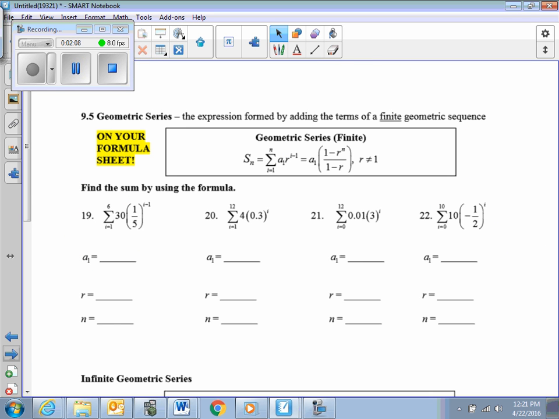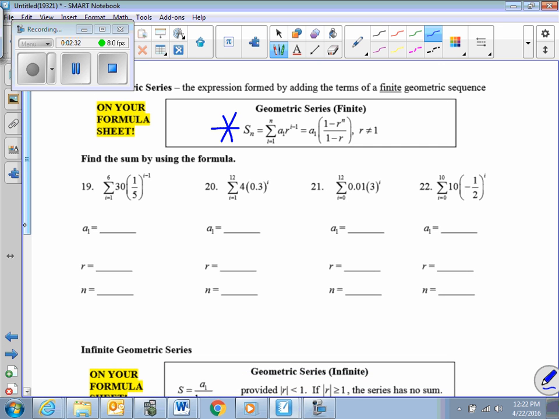So now we're going to talk about a geometric series. What does that mean? It means the same thing that it meant when we talked about arithmetic series. It just means we've got a sequence, and now we're going to add the terms of the sequence. So here's our formula. Again, this will be on your formula sheet when you take the SOL test, but it will not be given to you when you take this unit test, so you need to know it. The good news is our calculator will also do this very nicely for us.